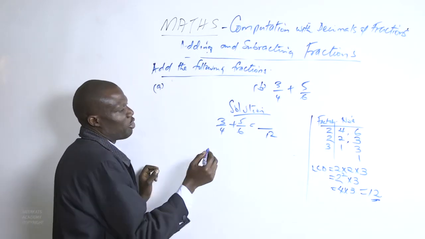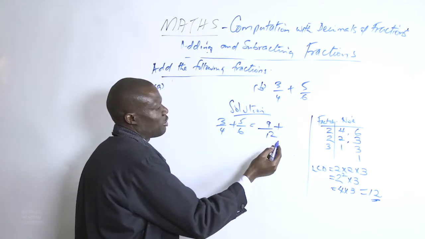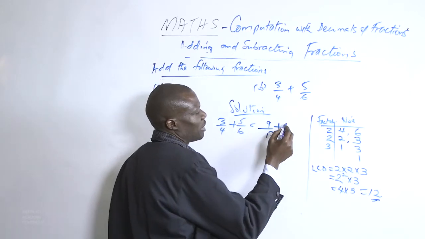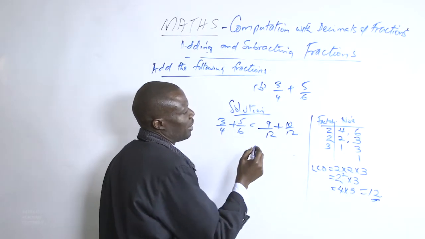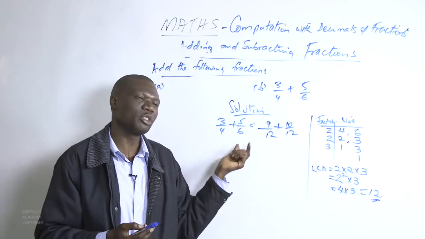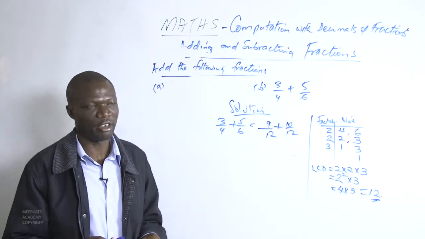12 divided by 4 is 3. 3 times 3 gives us 9. Then 12 divided by 6 is 2, and 2 times 5 gives us 10 over 12. So the equivalent fractions have been generated. 10 over 12 is equivalent to 5 over 6, and 9 over 12 is equivalent to 3 over 4.